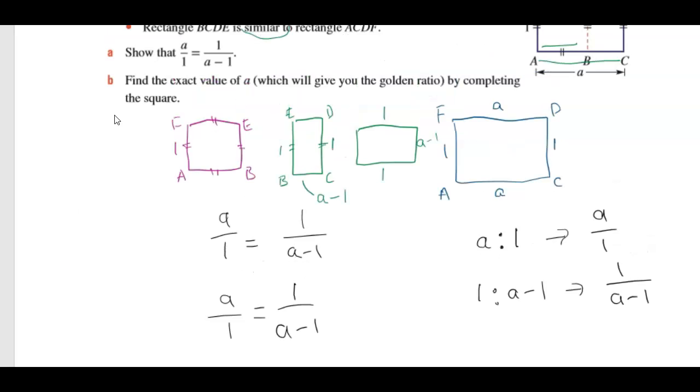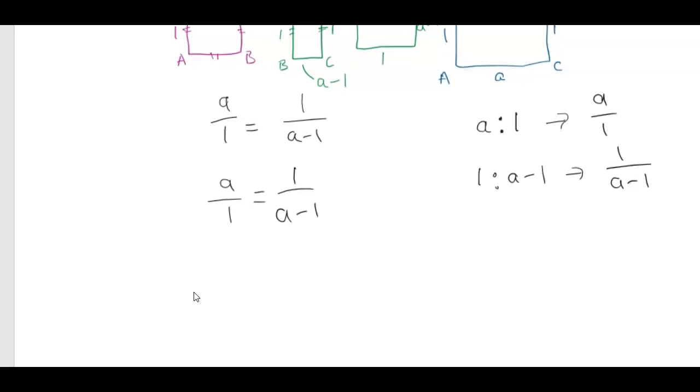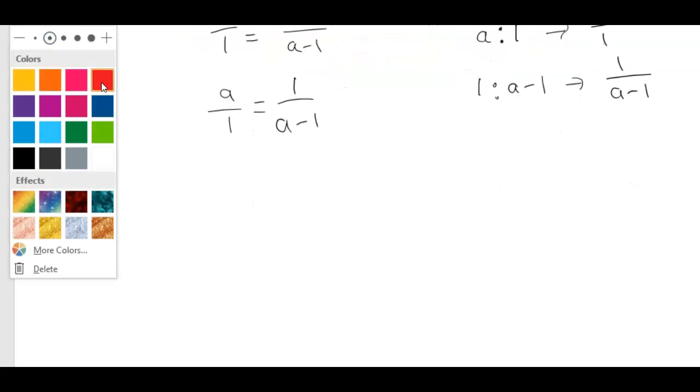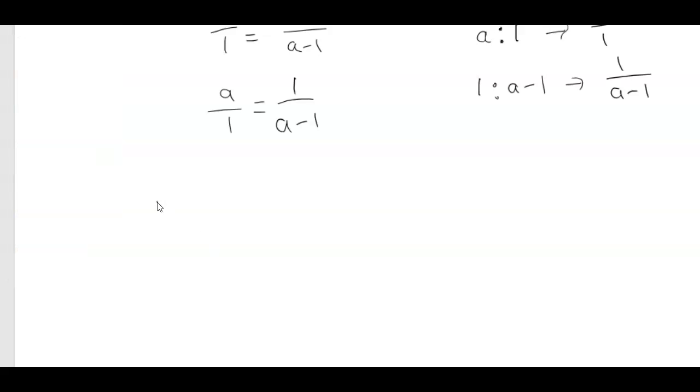All right, moving on to question B. Basically, we're going to be solving for A. Okay, so let's just move down. I actually did it before and I made a big mistake, so I've deleted quite a bit of this video and I've started again. Okay, so we've got A over 1 equals 1 over A minus 1.